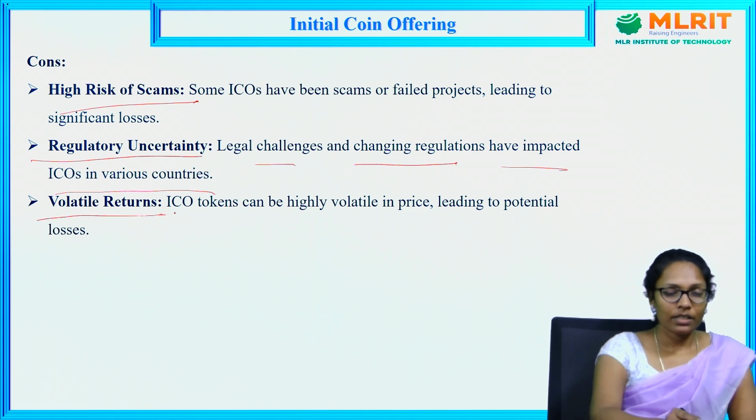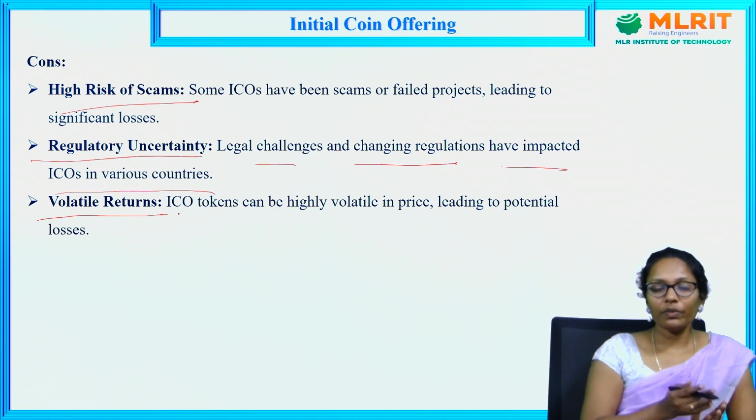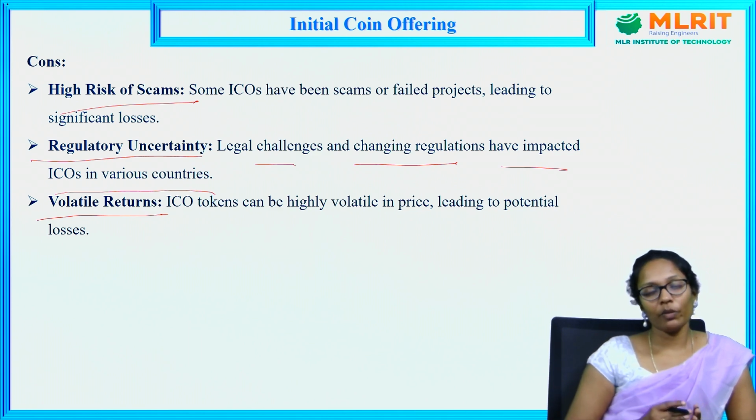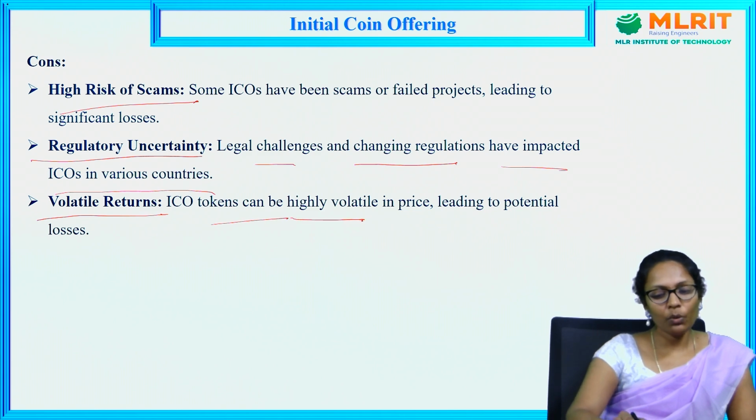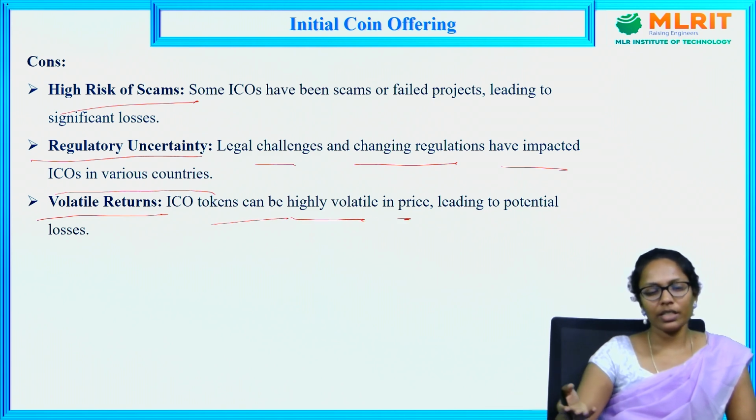Volatile returns. As we discussed as a pro, if the ICO is successful, we will get more returns, but quite the opposite also holds. If the ICO is not so successful, the token price will be reduced and we will be in loss. So ICO tokens can be highly volatile in price. One day it may be high, one day it may be low. It's just like a stock price, right?